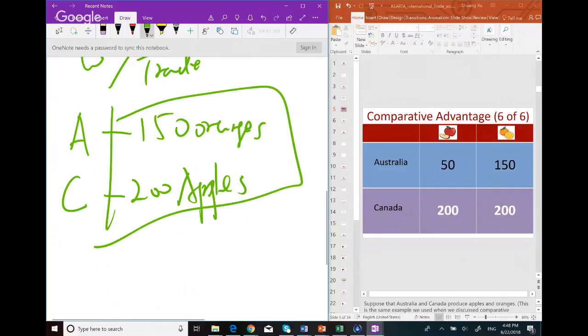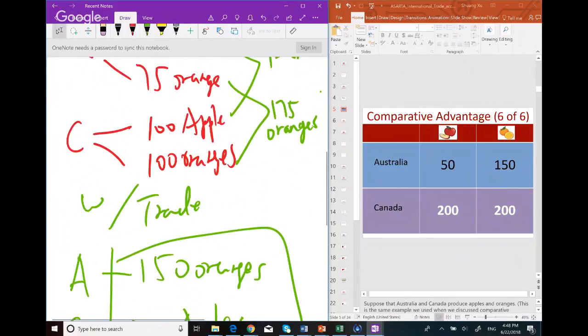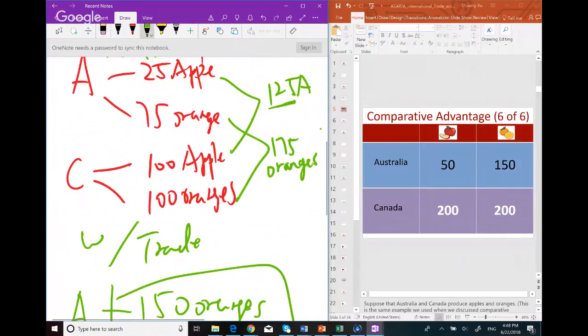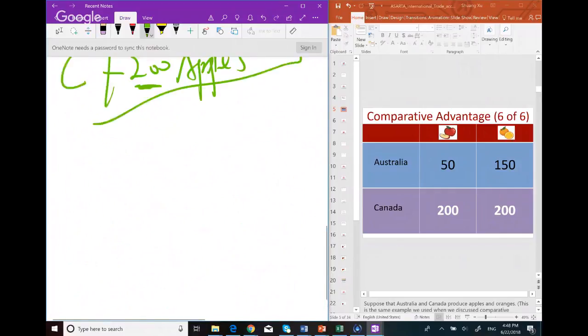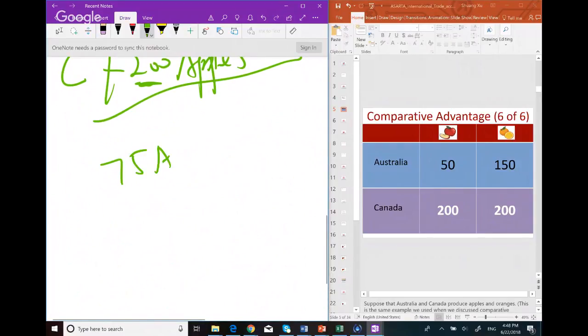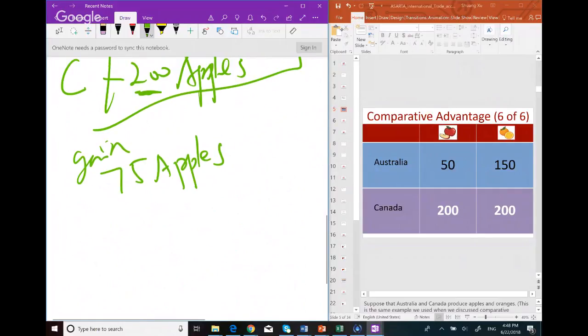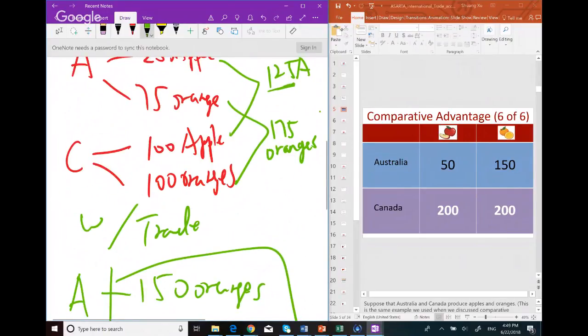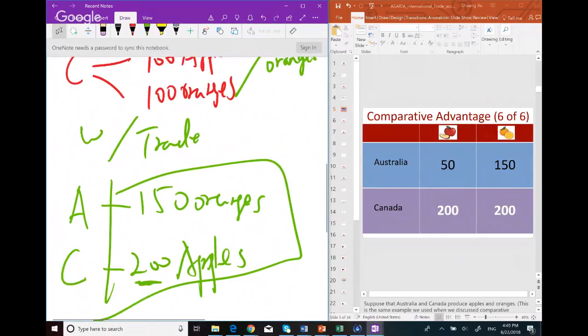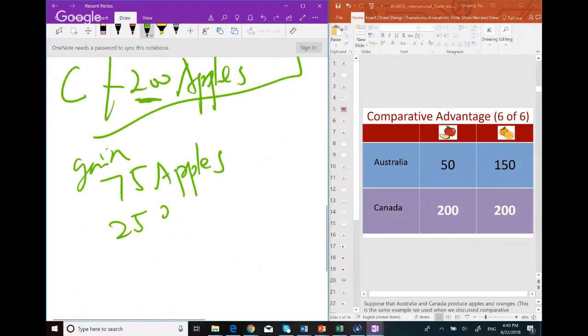Now notice if you compare before trade and after trade. Before trade, you have 125 apples. With trade, you have 200 apples, right? So you gain 75 apples. And for oranges, before trade you have 175 oranges. Now with trade, you have 150 oranges, actually a little bit less than before. So even though you lose 25 oranges, overall you do gain more apples.